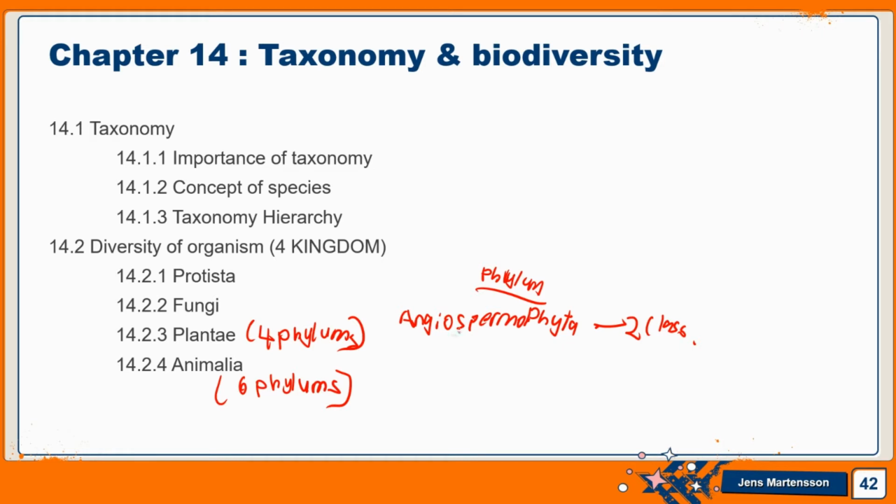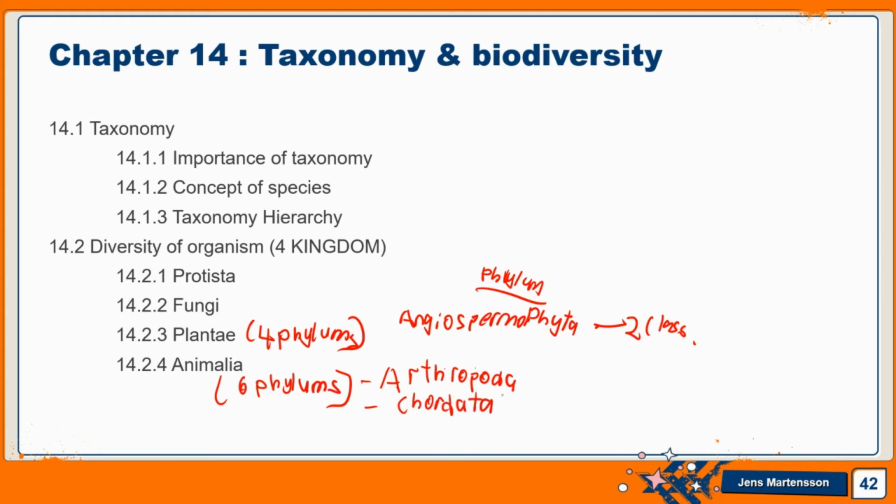But for the phylum Angiospermophyta, you want to learn about the characteristics of Angiospermophyta and also the characteristics of these two classes. For these two classes, you also want to learn the characteristics and the example species belonging to them. You have to know. Same for the six phyla of Animalia. Animalia has two phyla that you have to learn until class. That is Arthropoda and another is called Chordata.